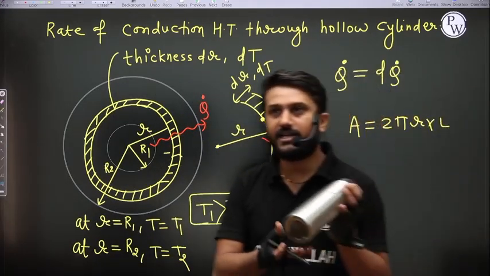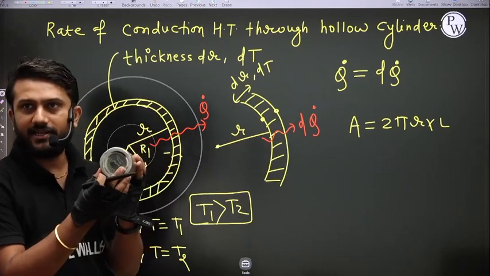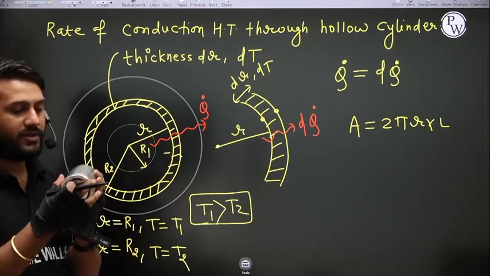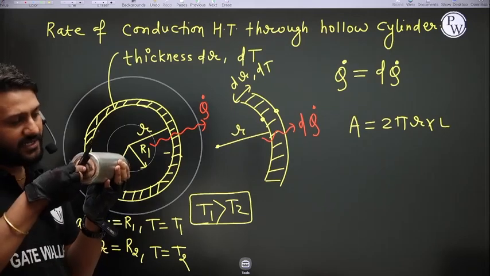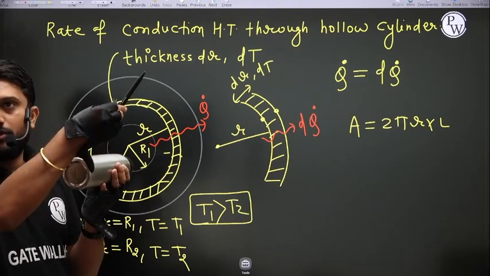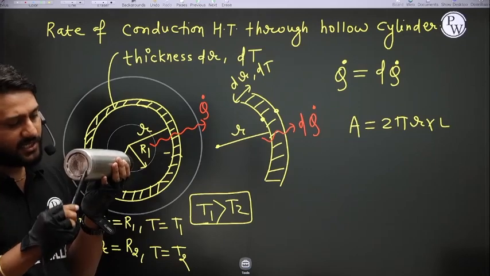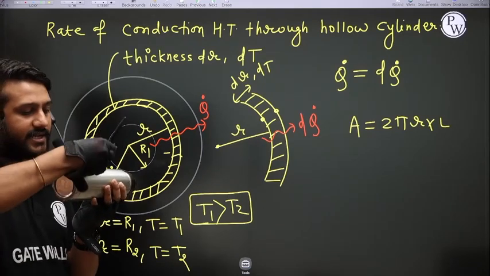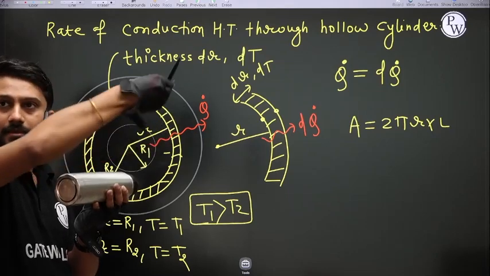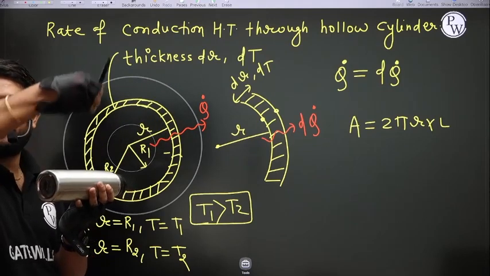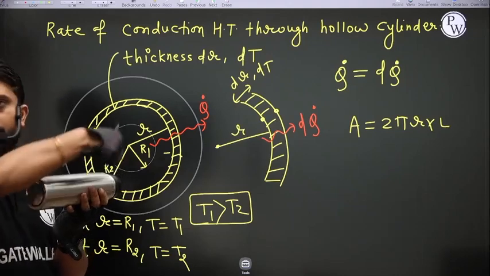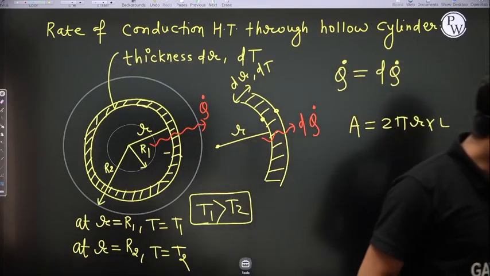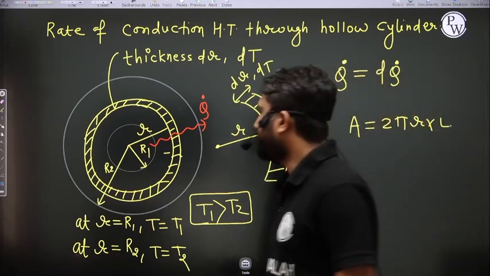This is a hollow cylinder; if you see from inside, it is hollow. So the conduction heat transfer occurs in this radial direction. What is the area? This is the 2 pi r, and this is the length. The conduction heat transfer occurs like this, so the area is 2 pi r into L. Is it clear?